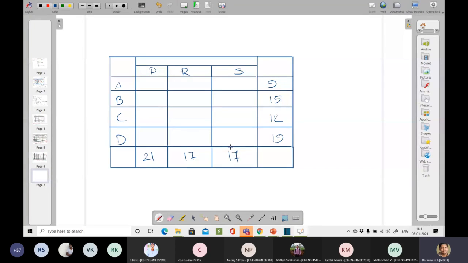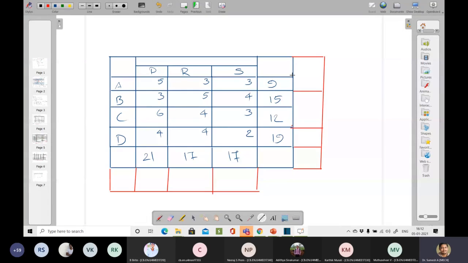And the costs will be 5 here, 3, this is also 3, 3, 5, 4, 6, 4, 3, 4, 4, 2. Now again you need to add the column for calculating row difference and column difference.